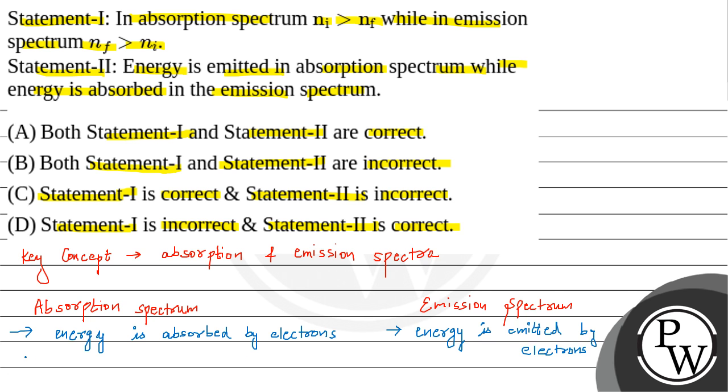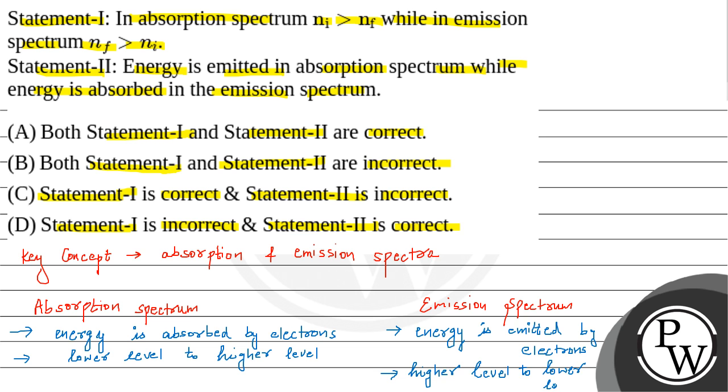And if we talk about absorption spectrum, basically in this spectrum an electron absorbs energy and it transitions from a lower energy level to a higher energy level. And if we talk about emission spectrum, in this case the electron will emit energy and it will transition from a higher level to a lower level.